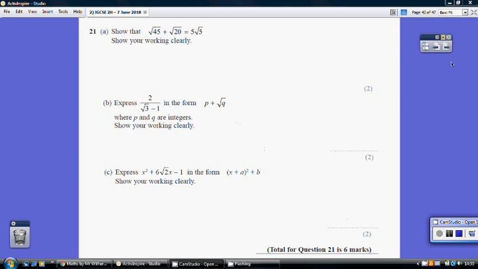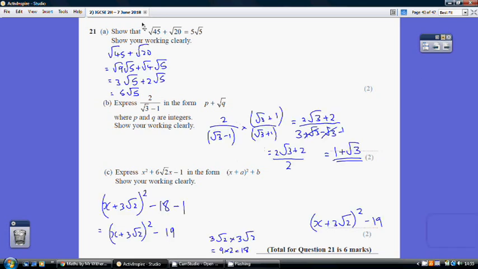Question 21a. Simplify both of these surds. Root 45 is the same thing as root 9 root 5, which is 3 root 5. Root 20 is the same thing as root 4 root 5, which is 2 root 5. 3 lots of root 5 and 2 lots of root 5 is 5 lots of root 5, as required.